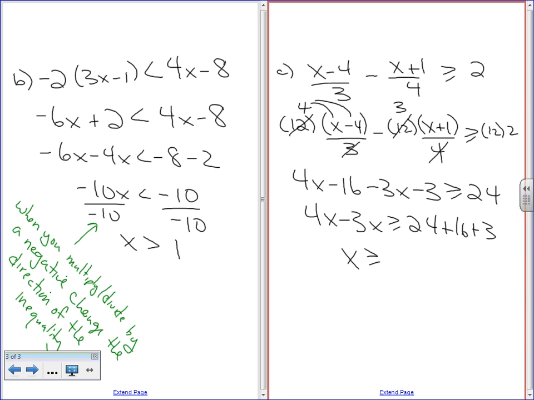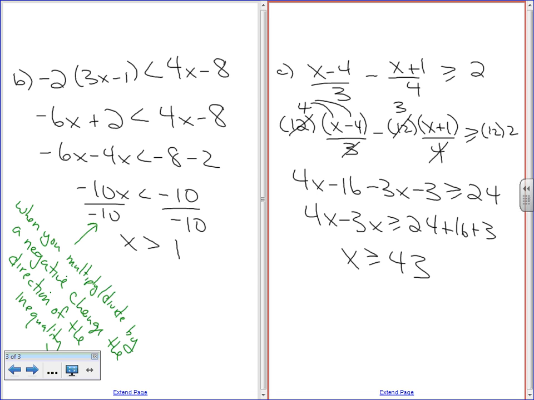X is greater than or equal to 43. Any questions on that? So that's about as hard as or easy as it's going to get. Solving an inequality, solve it just like an equation. The only thing you have to remember is when you multiply or divide by a negative, it changes the direction of the sign. And with the fractional ones, multiply everything by the common denominator, and then divide it through, and then write an easier polynomial inequality to solve, and then solve it.